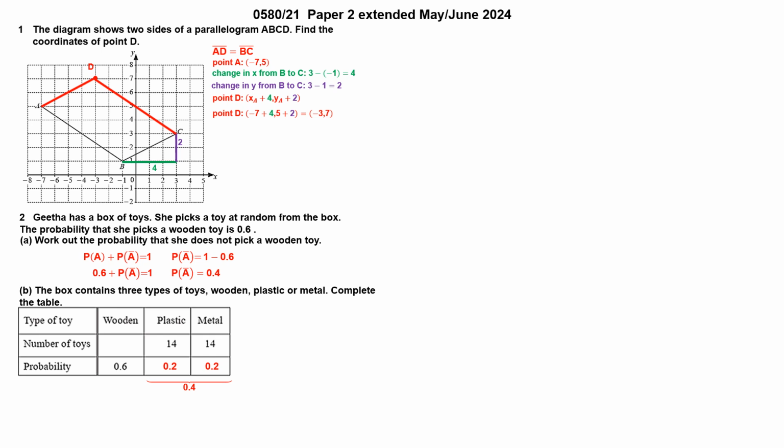Let's denote the number of wooden toys as x. Therefore, the total number of toys can be expressed as x plus 28. To calculate the number of wooden toys, you can use a simple proportional relationship. If x plus 28 corresponds to 1, then 28 corresponds to 0.4. You now need to solve the equation for the variable x.